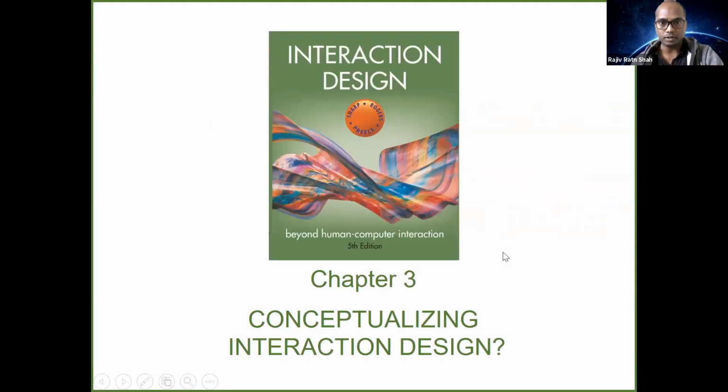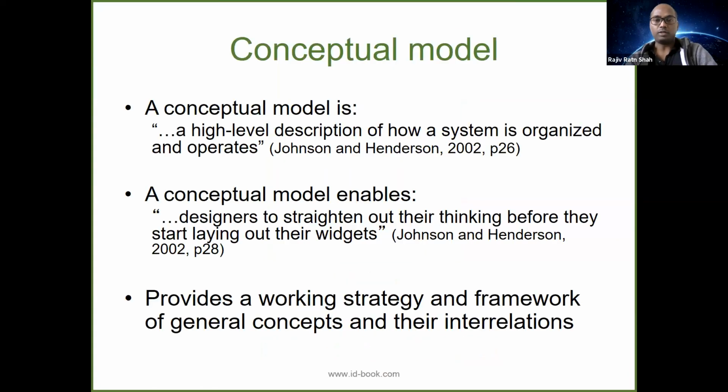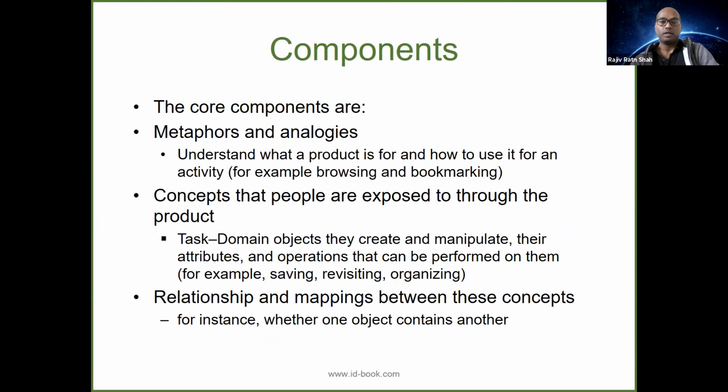Okay, that's nice. So let's finish conceptualizing interaction design today because I think we are running a bit late in terms of schedule. We have already defined conceptual modeling in the previous classes. It's a high level description of how a system is organized and operates. So basically you try to come up with a working strategy and framework, and the different general concepts and their relations. We discussed the example of the shopping mall in the last class in detail, so you can relate to that. It has different components, as we discussed: the metaphor and analogies, concepts, and finally the relationship between these concepts.